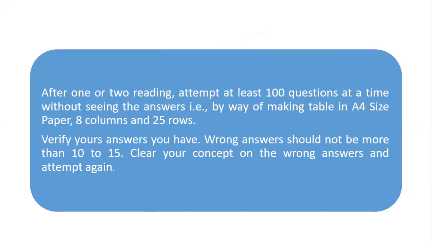After one or two readings, attempt at least 100 questions at a time without seeing the answers, by making a table on an A4 size sheet with 8 columns and 25 rows. Verify your answers. Wrong answers should not be more than 10 to 15. Clear your concepts on the wrong answers and attempt to solve the questions again as your homework.